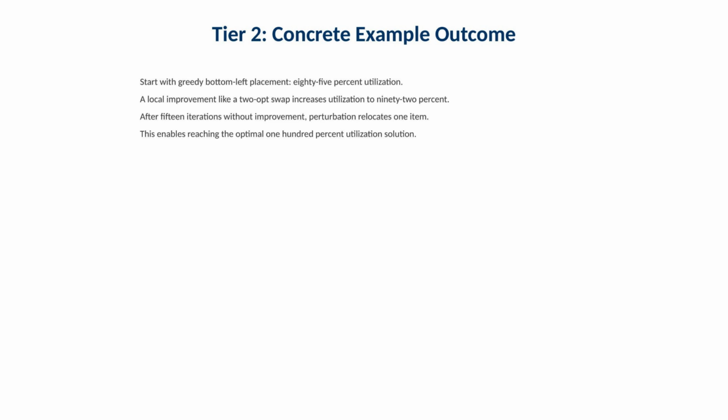A local improvement, such as a 2-opt swap, increases utilization to 92%. After 15 iterations without improvement, a perturbation relocates one item. That disruption opens a new path for local search and allows reaching the optimal 100% utilization solution.